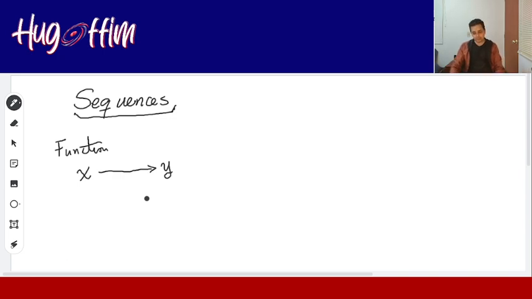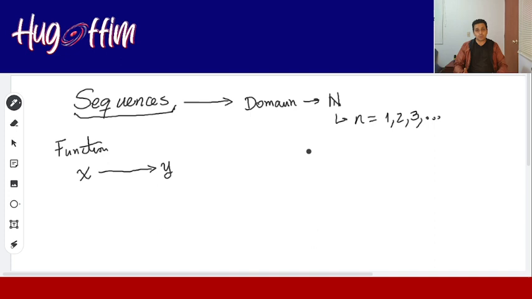Sequences are only functions. The only difference is that the domain is the natural numbers. So a sequence is just a function in which the domain is the natural numbers. It means that we're going to use the numbers n instead of x, that go 1, 2, 3 until infinity. This is the idea when you work with sequences.